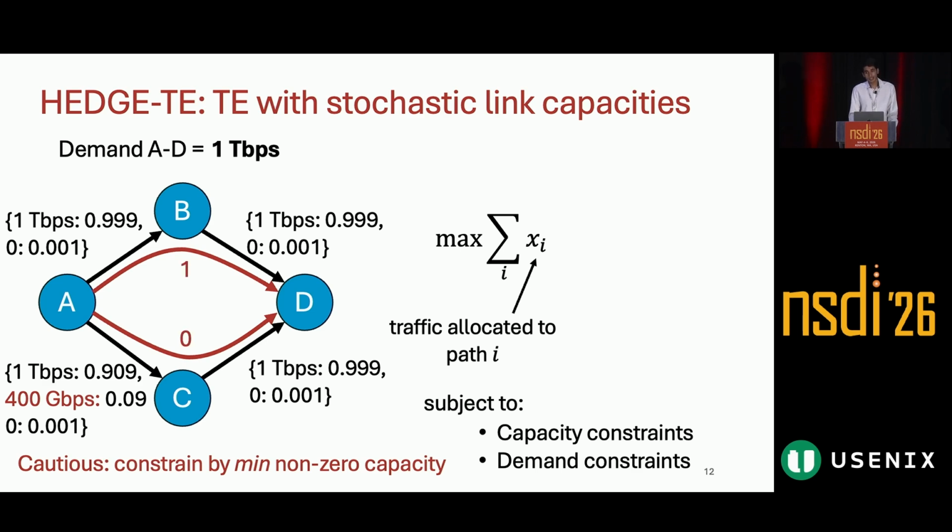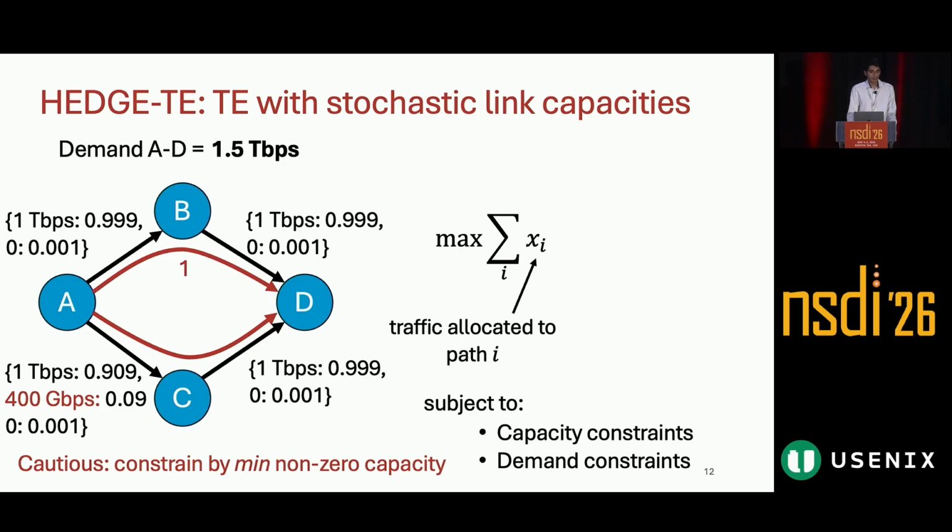And so in this scheme, I could satisfy my demand by routing 1 terabit per second on the top path and 0 on the bottom path. And I could go anywhere up to a 0.6, 0.4 split. I can't exceed 0.4 on the bottom path because I'm constrained by the 400 gigs in this cautious setup. So this seems great, but what happens now when I have 1.4 terabits per second?